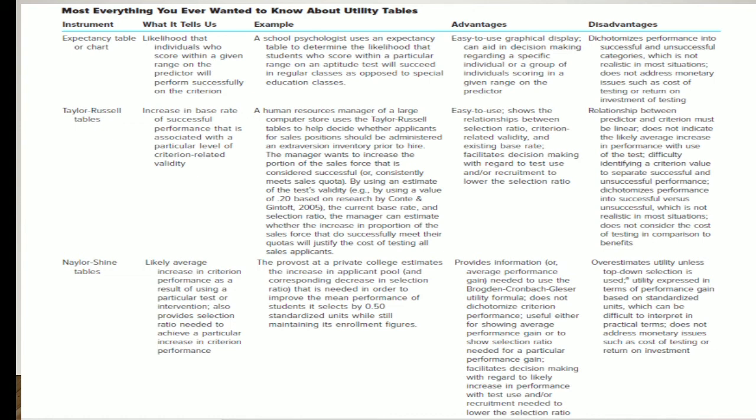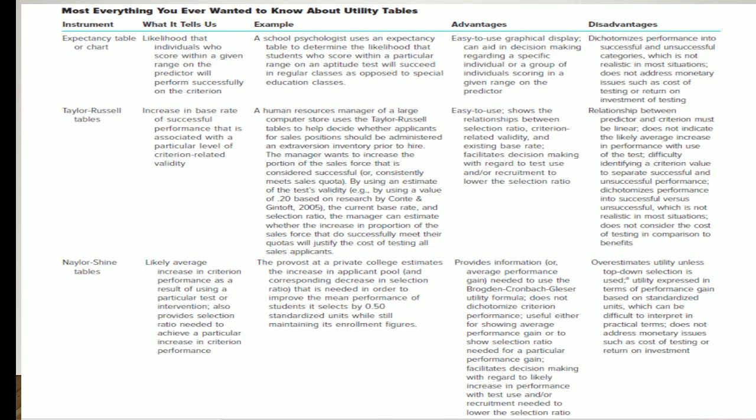Next was the example of the Naylor-Shine tables, where the provost at a private college estimates the increase in the applicant pool that is needed in order to improve the mean performance of students by 0.50 standardized units while still maintaining its enrollment figures. This kind of instrument is advantageous because it provides information needed to use the Brogden-Cronbach-Gleser utility formula. Also, it does not dichotomize criterion performance, and it is useful either for showing average performance gain or to show the selection ratio needed for a particular performance gain.